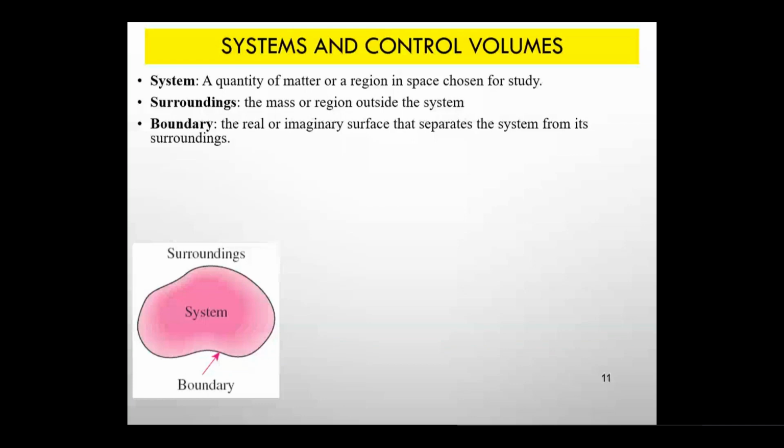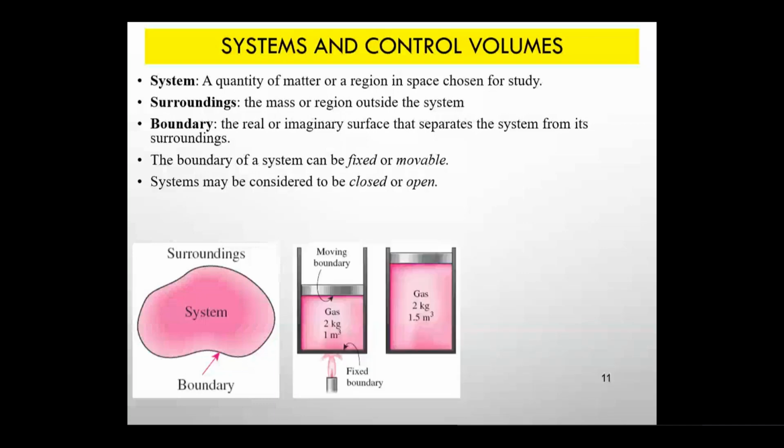Clear enough? Moving on, the boundary of a system can be fixed or movable. For example, I have gas stored within this piston cylinder having this much mass and this much volume, and I say that I am interested in the behavior of the gas. Do I have a fixed boundary or a movable boundary for the system that I have defined? Gas, which is slightly pinkish in color, is my system. Do I have a fixed boundary or a movable boundary?